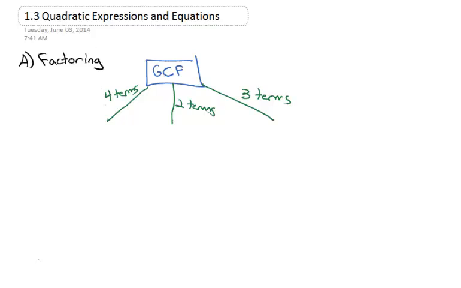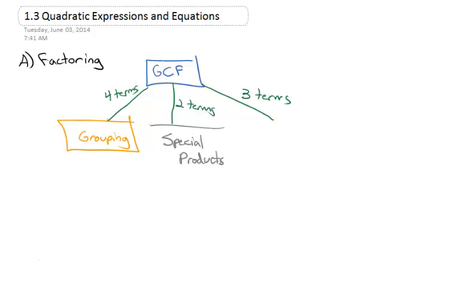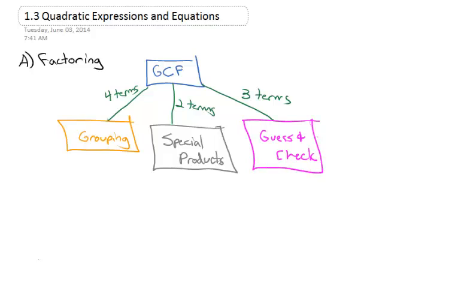Because if it has 4 terms, we're generally going to use, if you remember, a grouping strategy, where we group the left and right sides and hopefully find a binomial GCF in the middle. If there were 2 terms, we had several special products that we could use: difference of squares, sum and difference of cubes. The special products would help us continue to factor. 3 terms are probably the most memorable, where we use that guess and check method of finding the best factors for the trinomial that we're working with. So let's take a look at some of these examples.